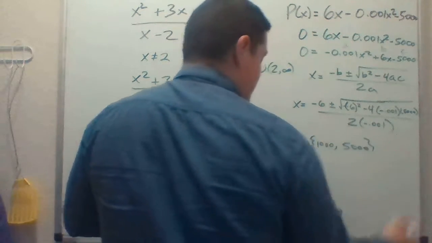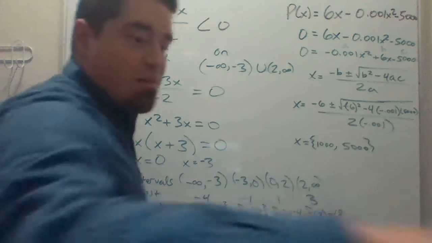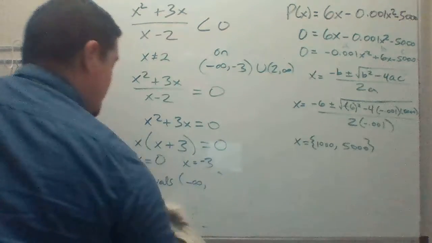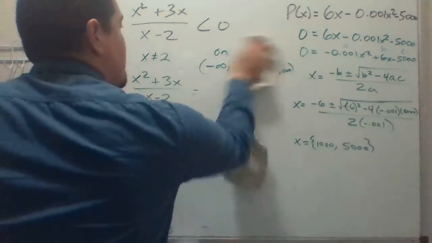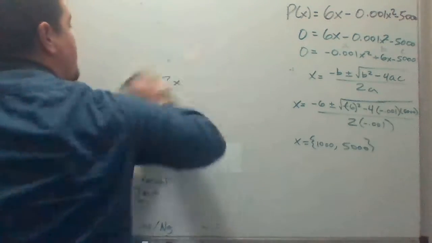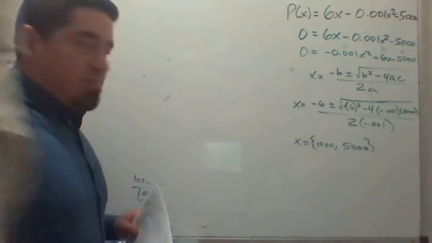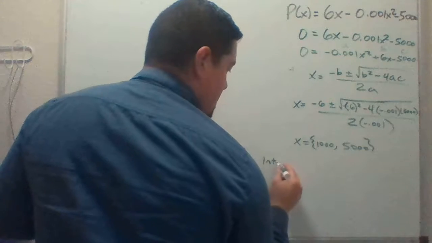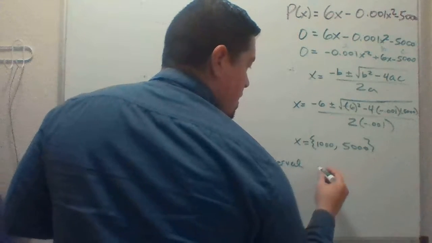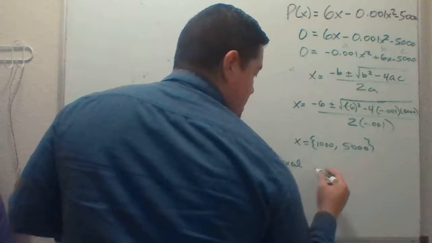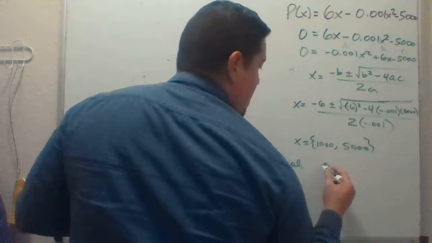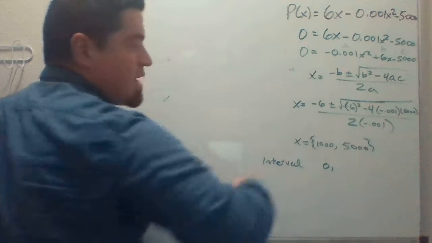Okay, with that said, I'm going to go ahead and make myself some space here. I'm going to erase what we had, and we're going to make a sign chart. The sign chart will be similar to what we just did. We're doing intervals, and our intervals would be from negative infinity to 1,000.